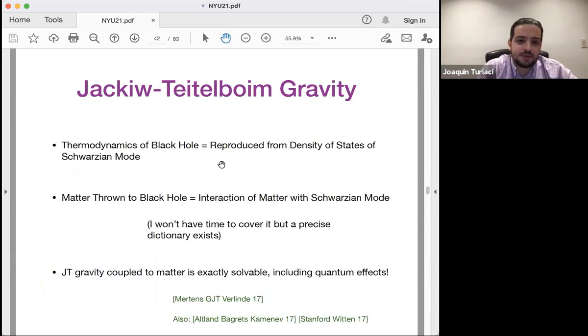Okay, so in the next slides, I will explain how to recover the thermodynamics of the black hole from this Schwarzian mode. Also, we can look at how the black hole behaves when you perturb it, and this can be reproduced by the interaction of matter with this Schwarzian mode. There is a dictionary of how to couple matter with the Schwarzian mode that I won't cover in detail, but I will just give you the answers. And this JT gravity coupled to matter is exactly solvable, and that's why this is so simple, even including quantum effects. This was done in these papers partially, for some observables, and then in this paper with Mertens and Verlinde, we found solutions for any correlator you want to write exactly, any observable.